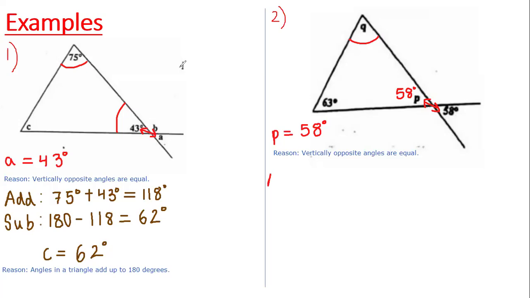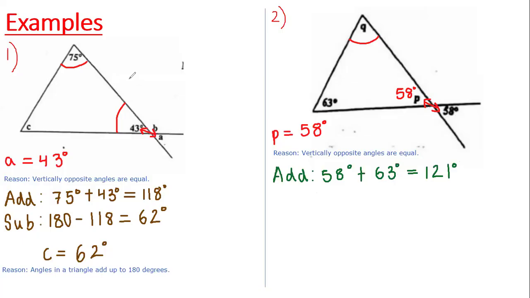We're gonna add what? 58 and 63. Very good. We're gonna add 58 degrees plus what? Plus 63 degrees. And when we add them together, we get 121 degrees. 63 plus 58 is gonna be 121. So 121 degrees.